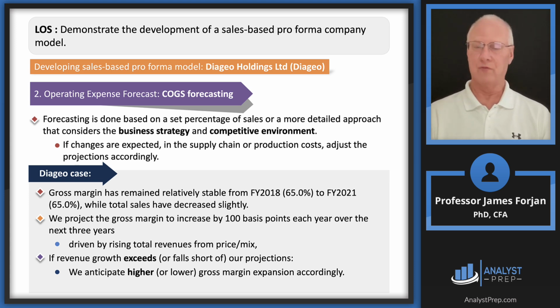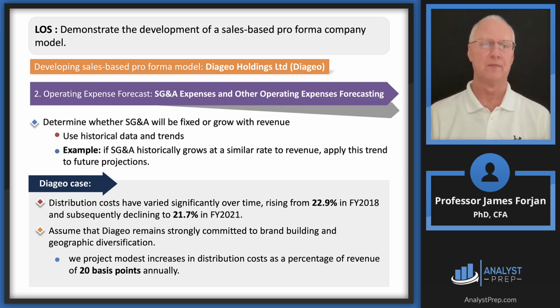Now, of course, what we're going to have to do, and the Institute's very big on reviewing and monitoring, if that revenue growth either is above or below our expectations, we're going to have to go ahead and adjust these accordingly. That makes perfect sense. All right, how about the selling, general, and administrative expenses? I'm not sure there's very many exciting things to say about this. Notice down at the bottom, we expect modest increase as a percent of revenue of 20 basis points annually.